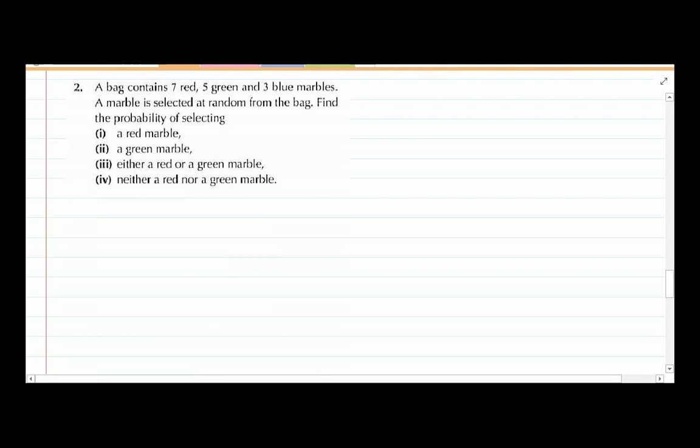It's question number 2. A bag contains 7 red, 5 green and 3 blue marbles. So I am going to write the data here. Number of red marbles are 7. Number of green marbles are 5. And number of blue marbles are 3.